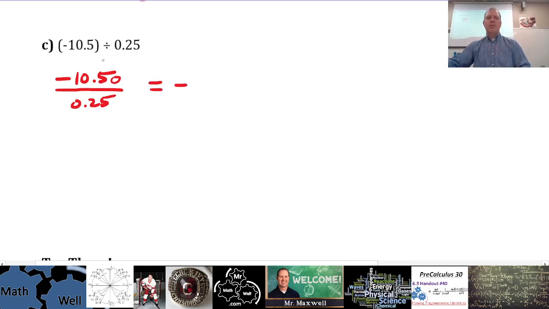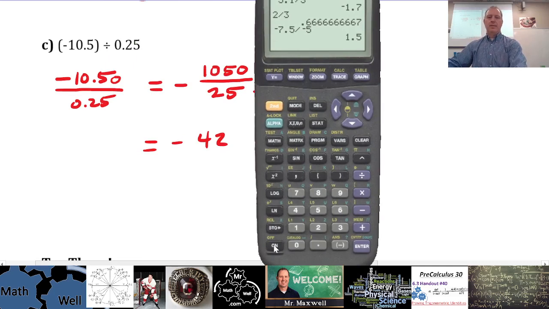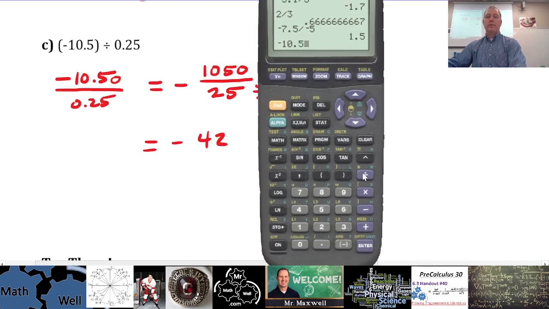So let's just check that out. I don't like the decimals. Let's get rid of the decimals. So I'm going to multiply the top and the bottom by 100 to get rid of both decimals. And I don't know if this makes more sense to you or you like this any better, but you could certainly divide both of these by 25, and we should get 42. Let's just check that out. Negative 10.5 divided by 0.25. How many quarters are in $10.50? There you go, 42.